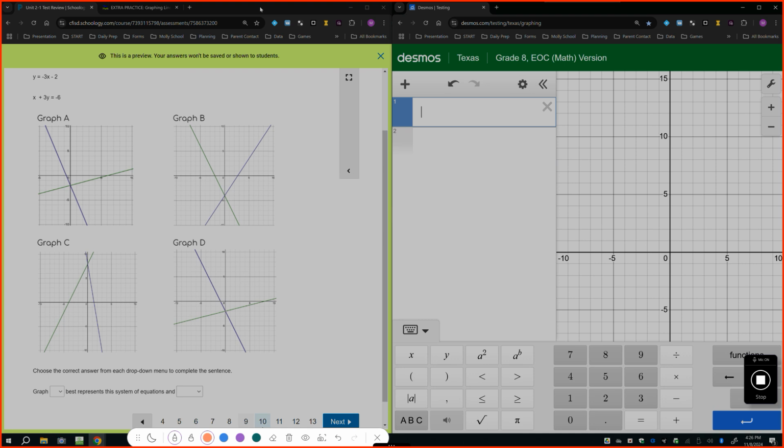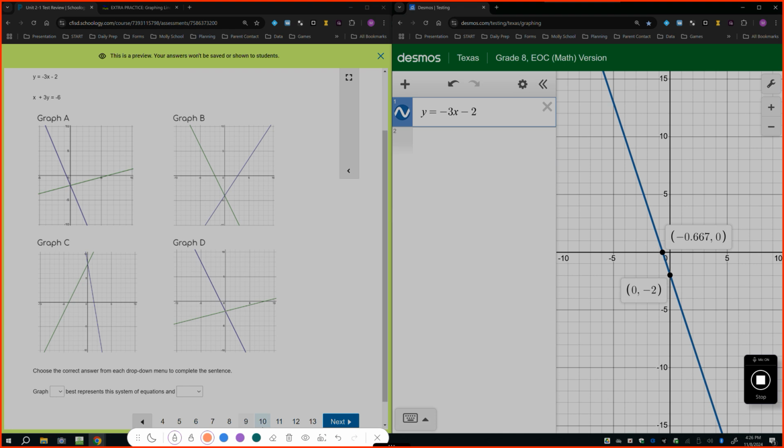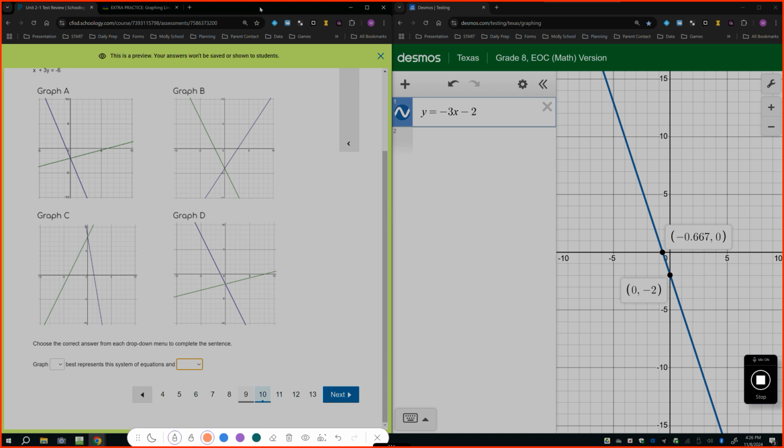Let's look at y equals -3x minus 2. So that line goes through 0, -2. Well, this line, graph C, doesn't go through 0, -2, and neither does graph B. So that's good. So I know that it's not graph C or graph B.